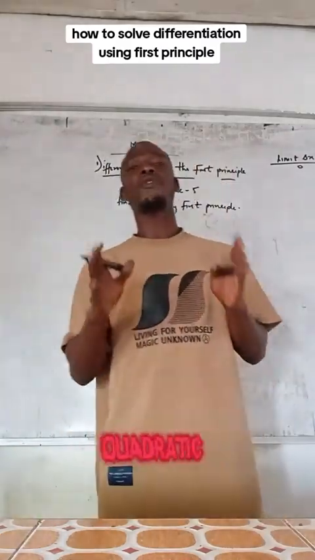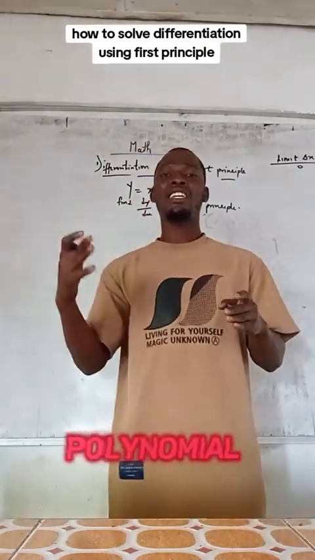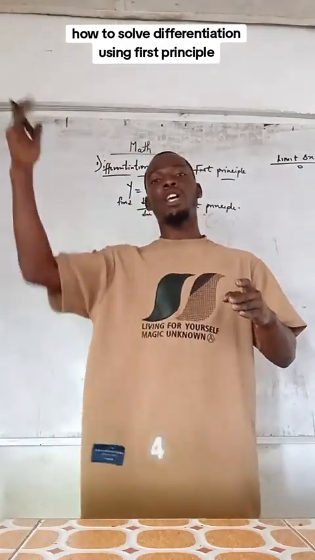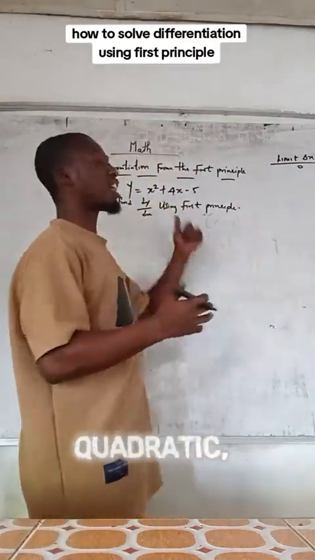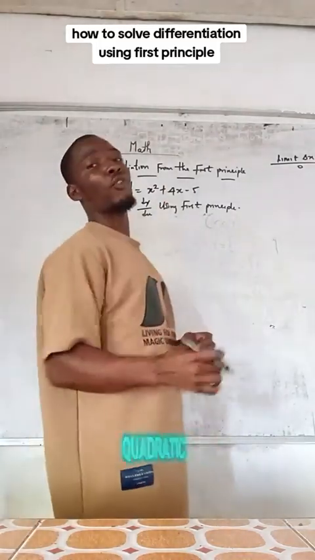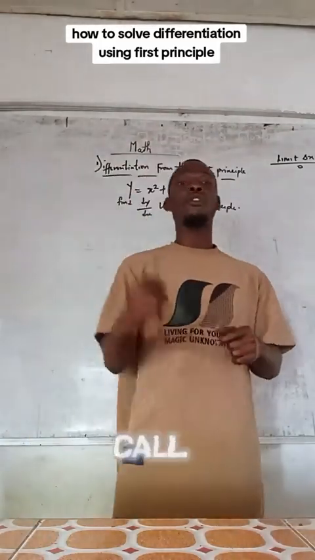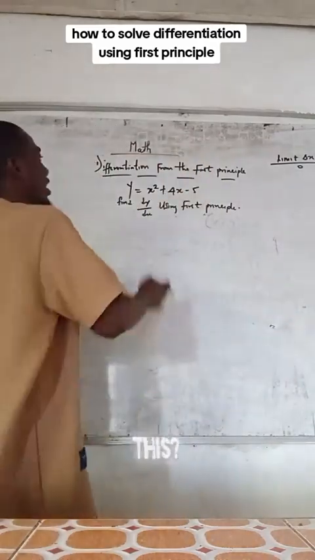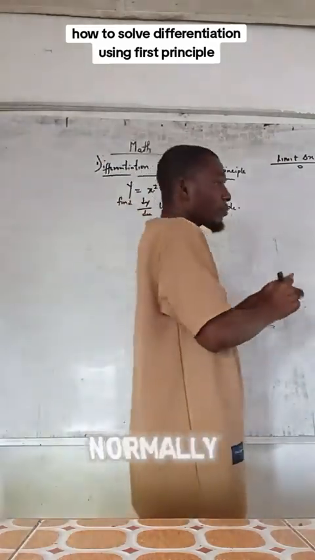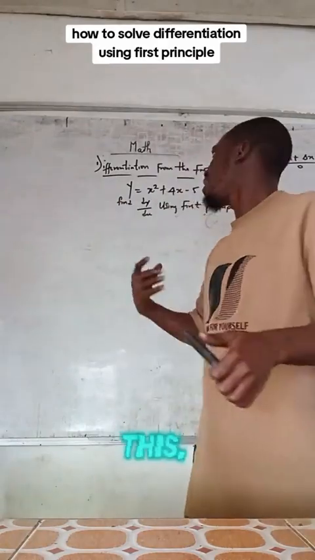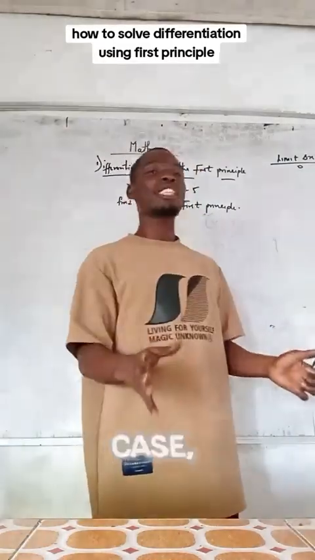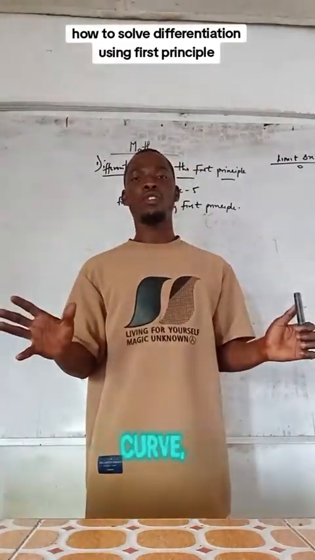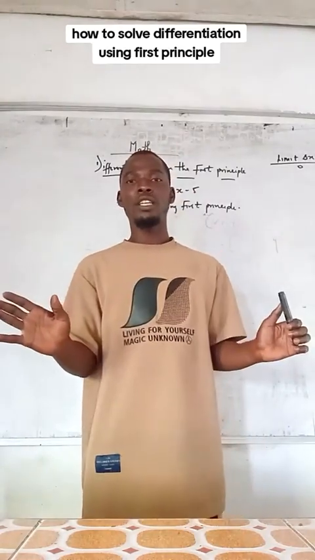We still have the polynomials: x raised to power 3, x raised to power 4, x raised to power 5, x raised to power 6. They are polynomials, and they are greater than the quadratic function. But a quadratic function is also a curve. So how do we get the slope of this? Normally, to find the slope we can solve it using a graph. But in this case, we don't want to draw a graph or a curve. We want to find the slope.